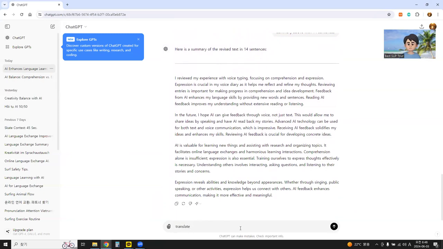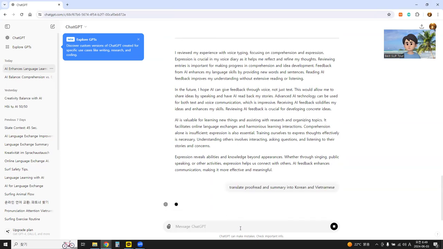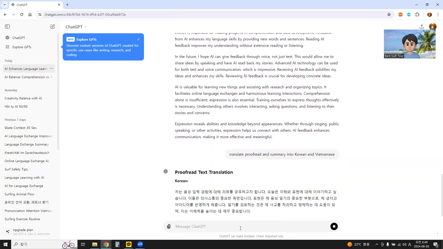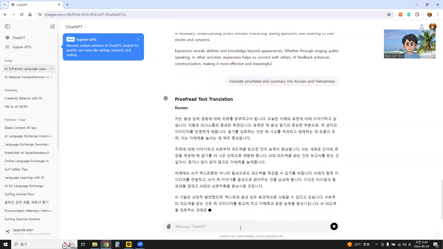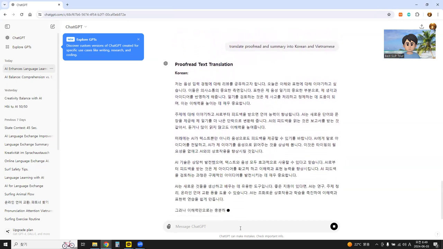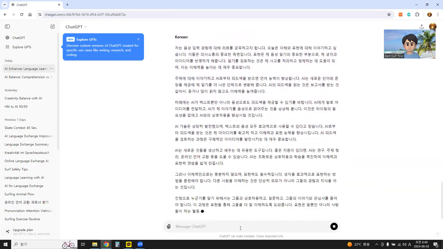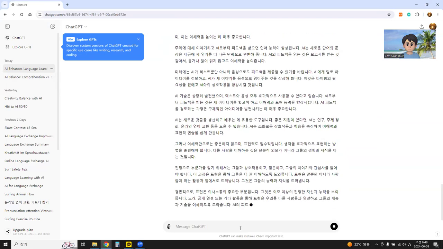Translate, proofread, and summary into Korean and Vietnamese. By doing that, I can build my vocabulary in Vietnamese. Very good. And when I do online language exchange, same, I can use the Korean also, in English as well. And then this is contents.